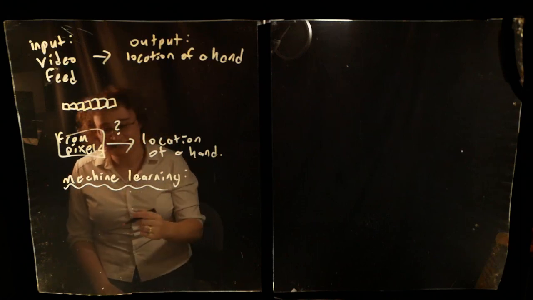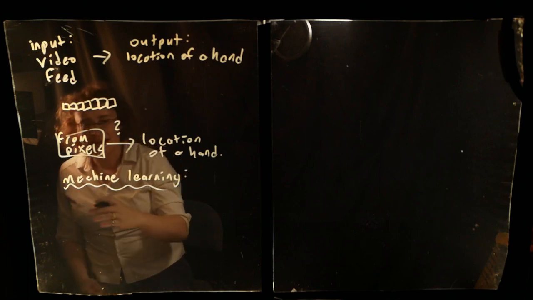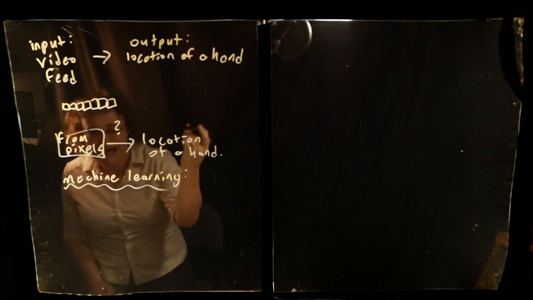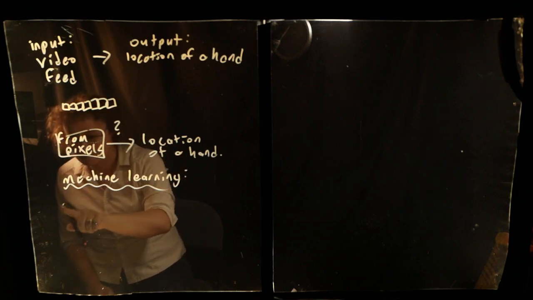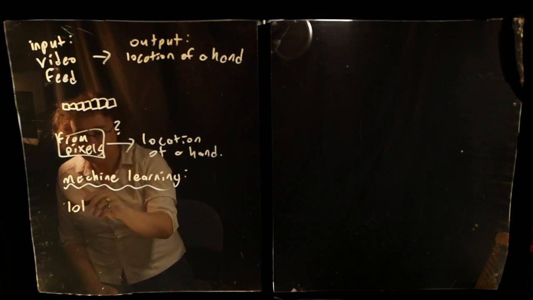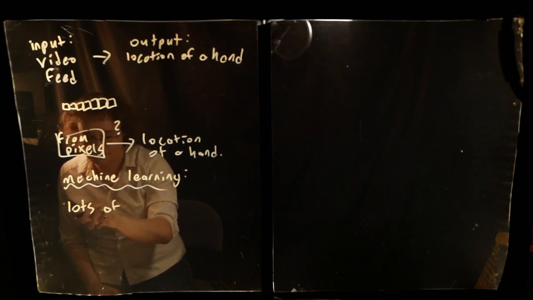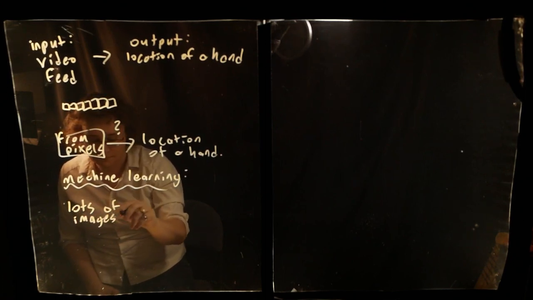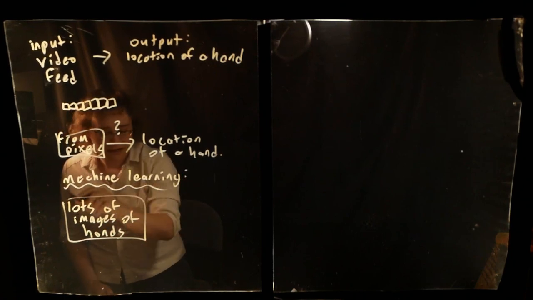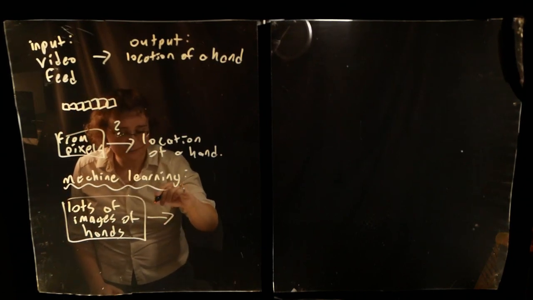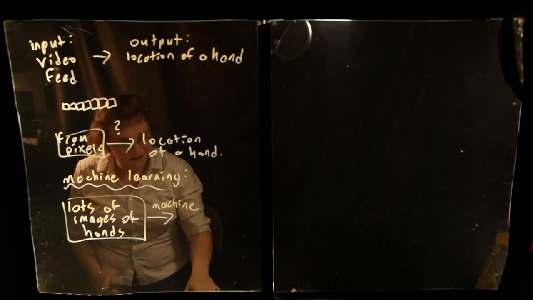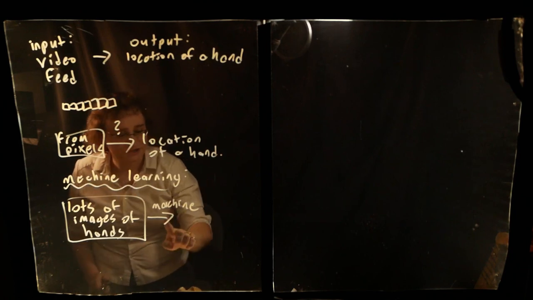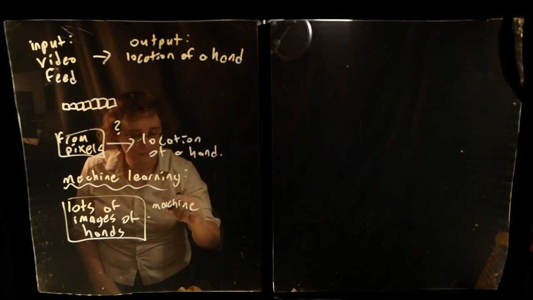So fundamentally how this might work, and there are different ways you could do this, but one obvious way would be to say, okay, let's get a bunch of images of hands. Let's get hundreds, thousands or more images of hands. Let's get lots of images of hands, and then feed this through a machine learning algorithm.